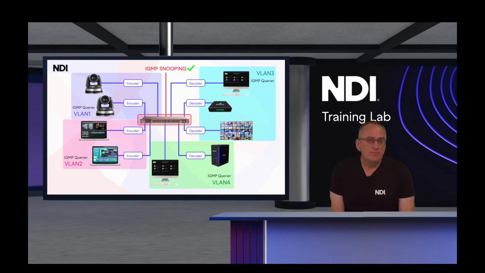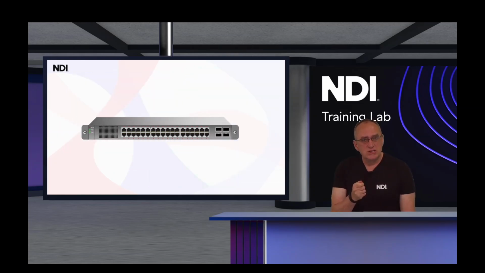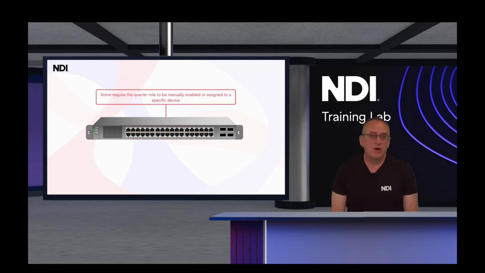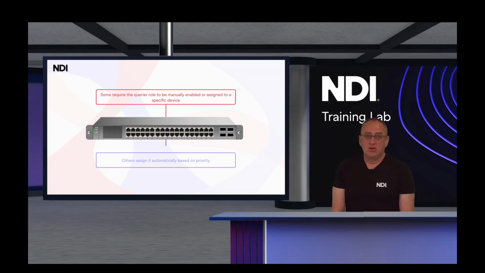The IGMP querier is a component that periodically polls the network to maintain group memberships. Without it, switches may not forward multicast traffic, even if snooping is enabled, and this can lead to symptoms such as intermittent stream loss or sources not appearing on receivers. Not all switches handle IGMP the same way. It's important to remember, some require the querier role to be manually enabled or assigned to a specific device, often the gateway. In contrast, others assign it automatically based on priority.